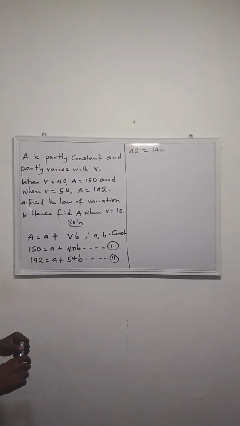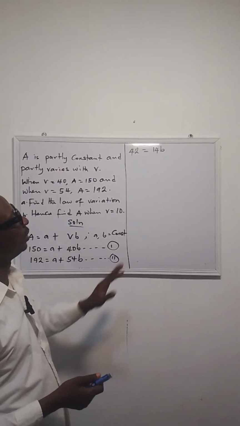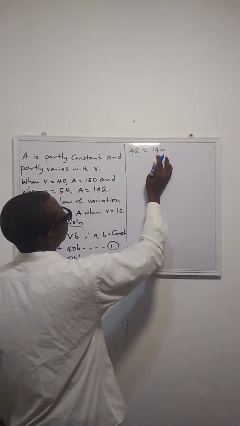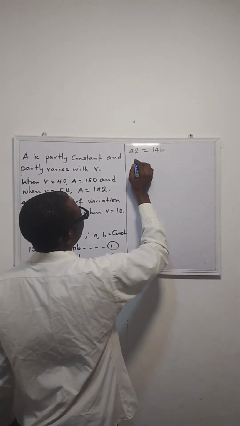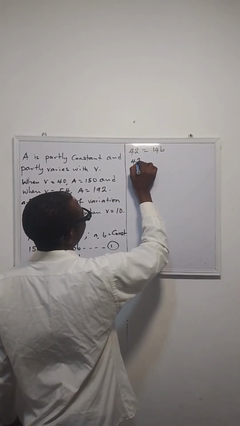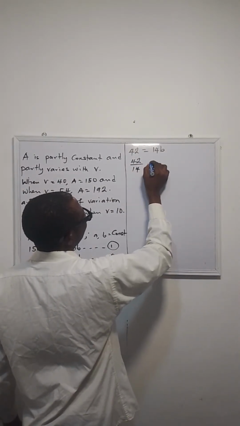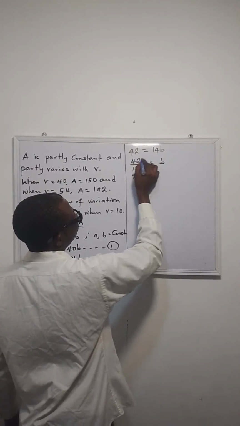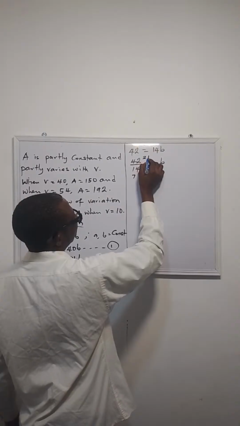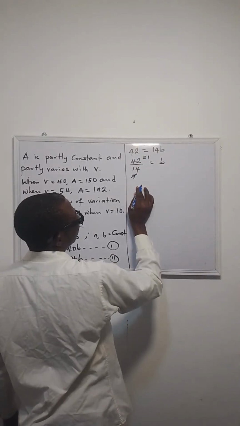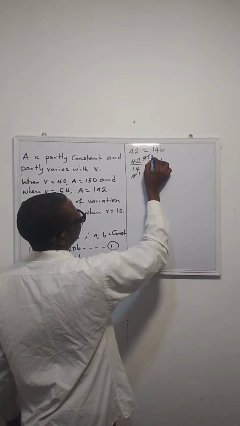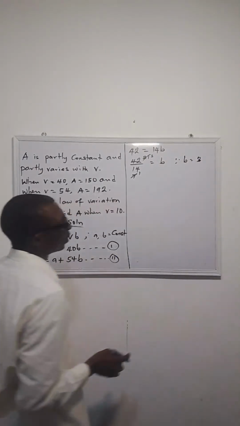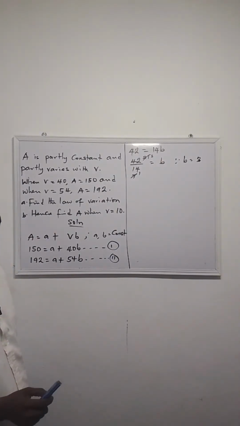Okay, so now the next thing is to divide both sides by 14. And let's see, we have 42 over 14 equals b. Now let's see, 2 goes into 42 is 21, 2 goes into 14 is 7. 7 goes into 21 is 3, 7 goes into 7 is 1. So therefore b equals what? 3. So that is the value of b.